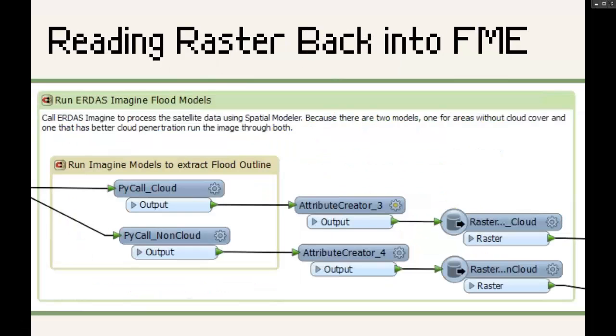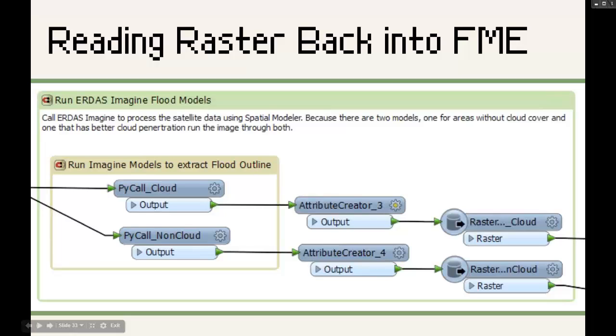Okay, once Imagine has done its work, now the data is ready to be read back into FME. And we have created two data sets here, so we have two raster readers. They go off and read the results back into FME as rasters. So we've dumped the results, and we're bringing them back now.